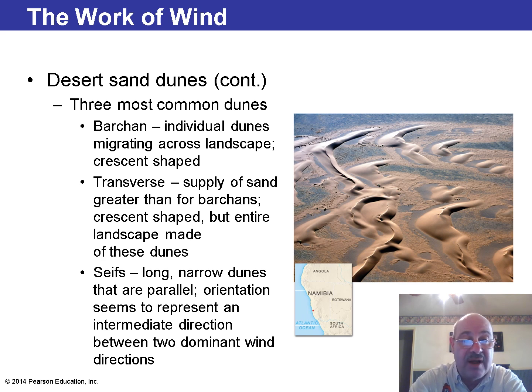And then we have transverse, supply of sand greater than for Barchans, crescent shape, the entire landscape is made of these dunes. So we got transverse. And then seifs, long narrow dunes that are parallel in orientation, seem to represent an intermediate direction between two dominant wind directions. Two dominant, doesn't say which way, okay?